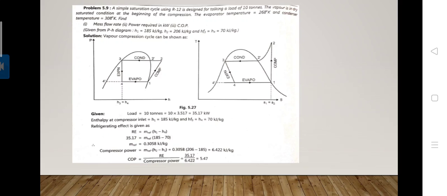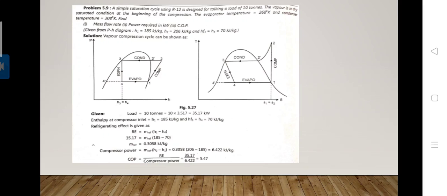So they are given 10 tons, so 10 into 3.517, so 35.17 kilowatt load. Next is the enthalpy. Here they are given in the problem enthalpy H1 is equal to 185 kilojoule per kg, and H3 is equal to H4 is equal to 70 kilojoule per kg.